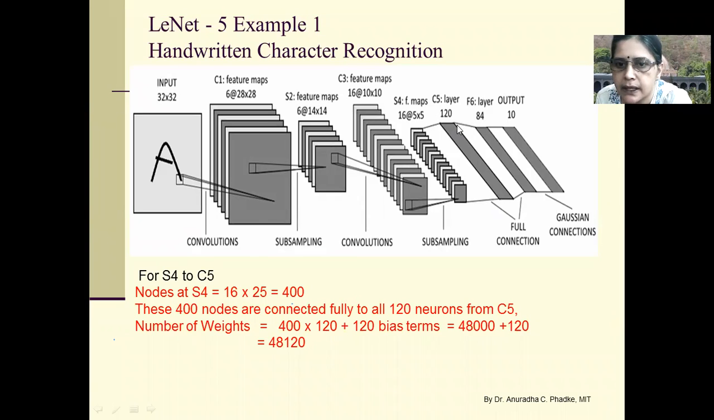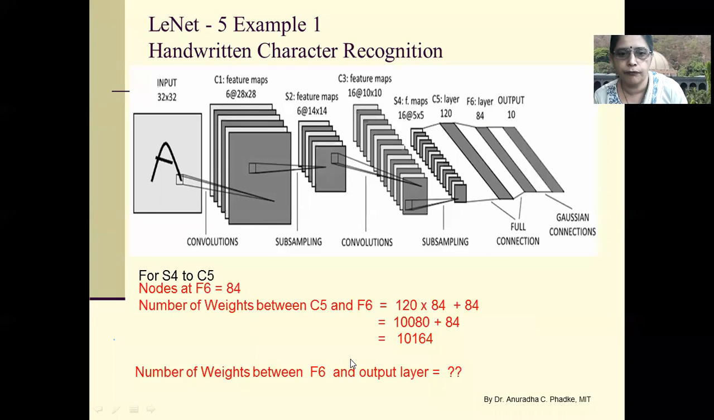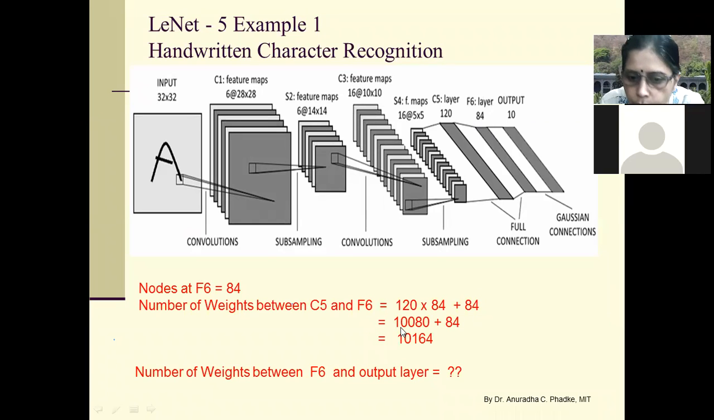Now for next layer, 120 into 84, that will be total number. All these 120 nodes are to be connected to these 84 nodes. So for next layer, we need 120 into 84 plus for every node we need here a bias term. So there will be 84 bias terms. So in all we need 10164 weights between C5 and F6. Is it clear?